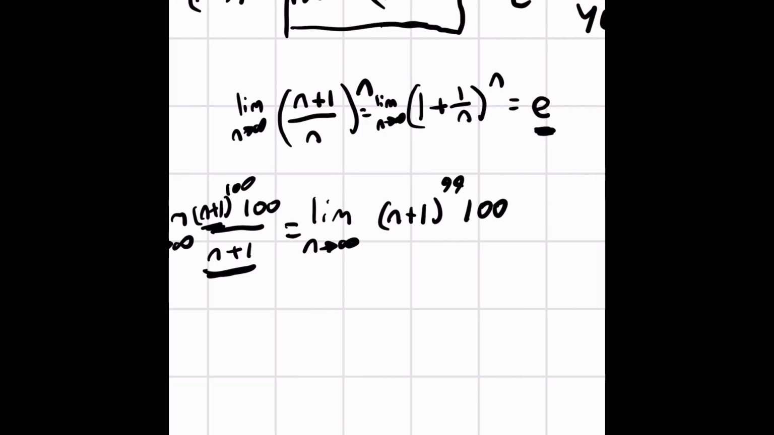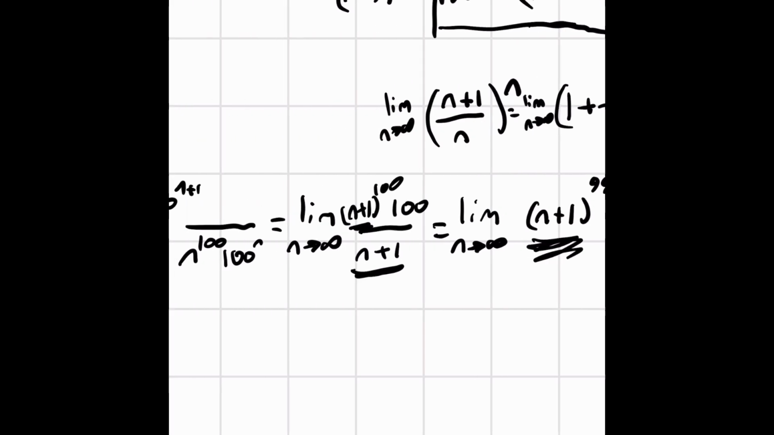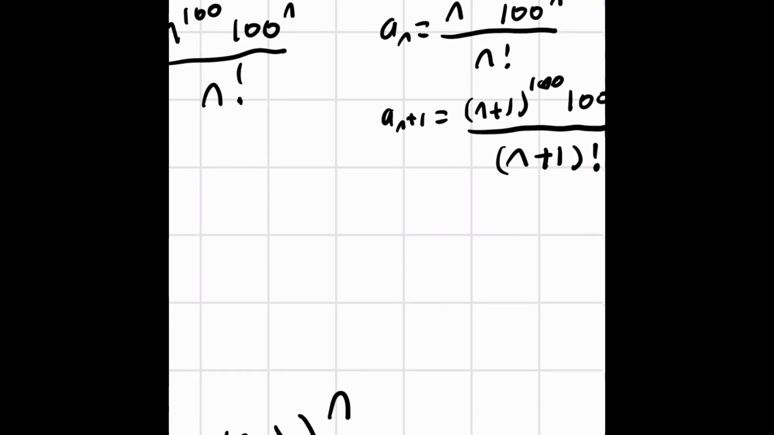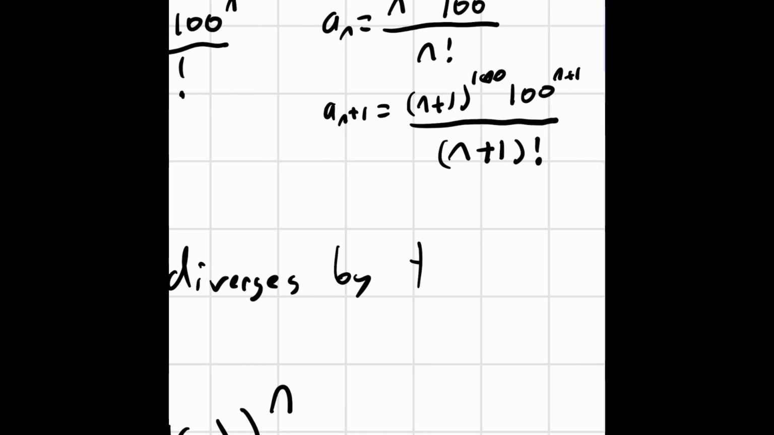And can we tell what the limit of this thing is? As n blows up to infinity, you're raising it to the 99th power and multiplying by 100. Regardless, that's getting larger and larger and larger, and then doing things that just make it larger is going to make this blow up to infinity. And so we ask, is this less than 1? No. So it, and when I say it, I mean that series, diverges by the ratio test.